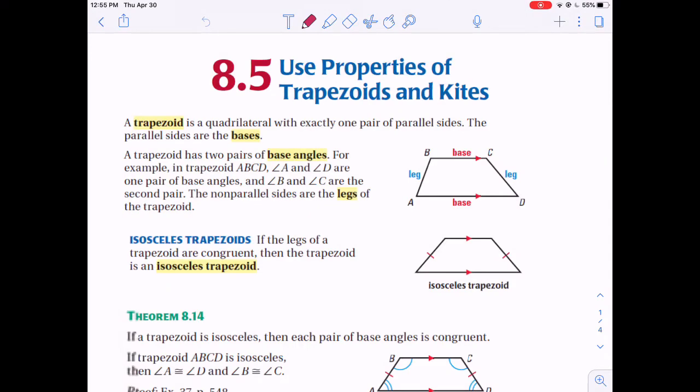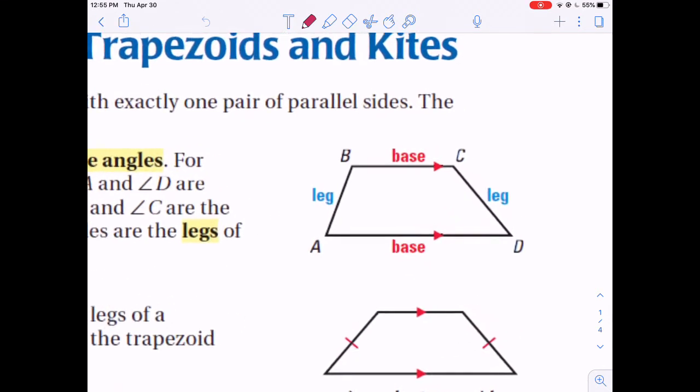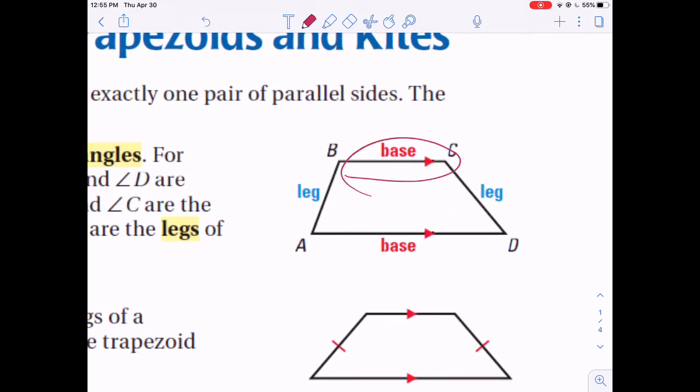All right, one more section for chapter 8, trapezoids and kites. A trapezoid is a quad with exactly one pair of parallel sides. So looking at my picture here, these are your parallel sides. They're called the bases. And the other two sides are called legs. And they don't have to be the same at all. They can go wherever they want.